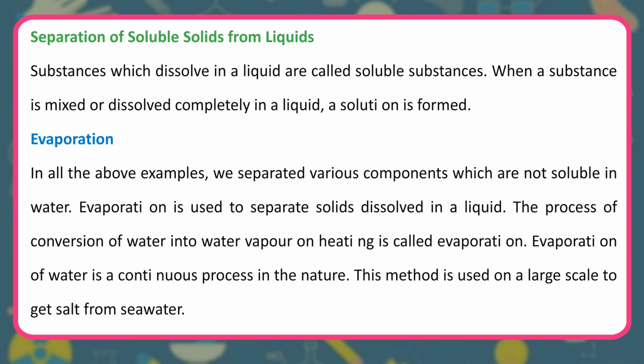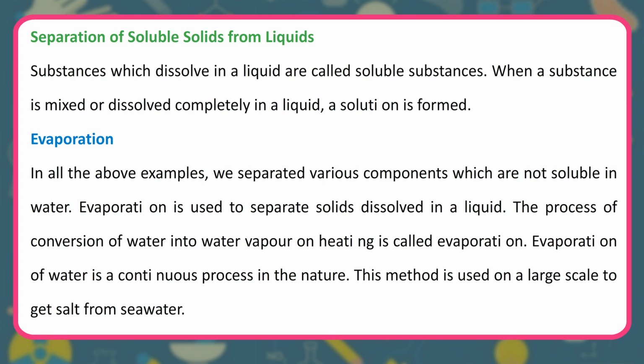Separation of soluble solids from liquids. Substances which dissolve in a liquid are called soluble substances. When a substance is mixed or dissolved completely in a liquid, a solution is formed. Evaporation. In all the above examples, we separated various components which are not soluble in water. Evaporation is used to separate solids dissolved in a liquid.